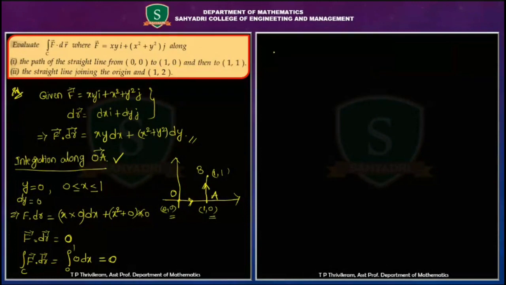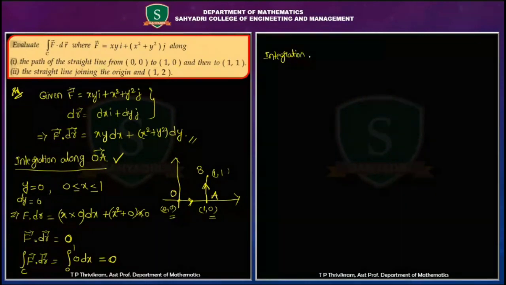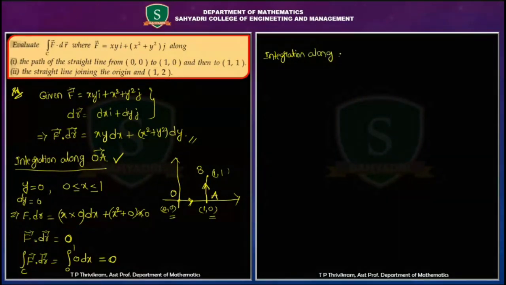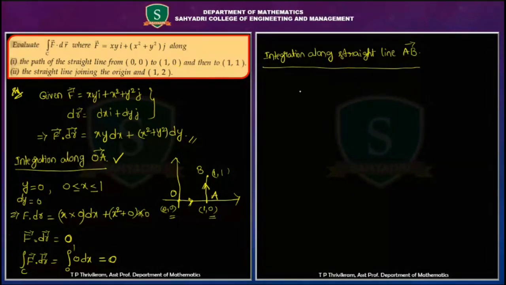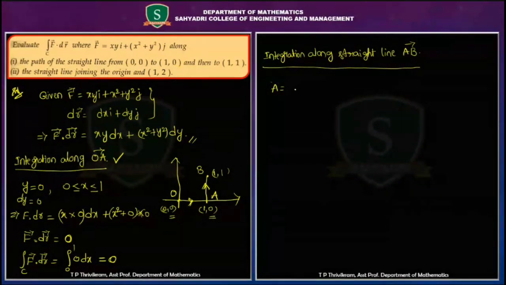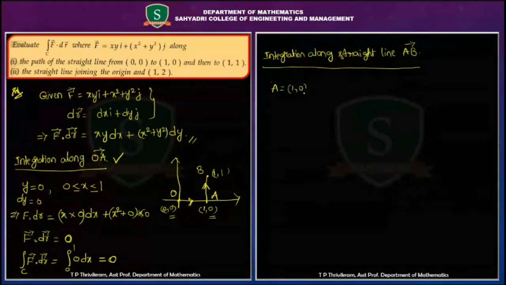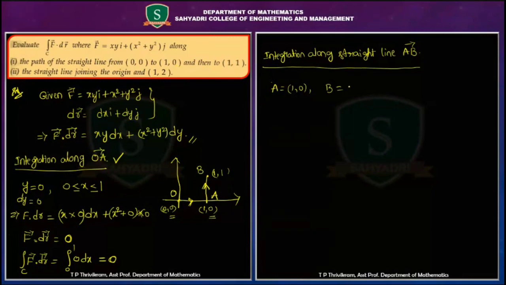So integration along straight line AB. Okay, getting it right. Now I am finding integration through some straight line. Here A point is how much? A point is 1, 0. Next B point is 1, 1. Here what is the common value?